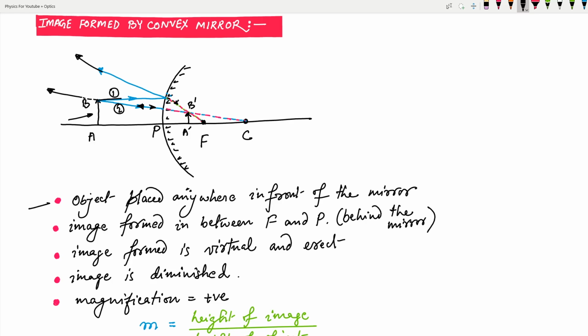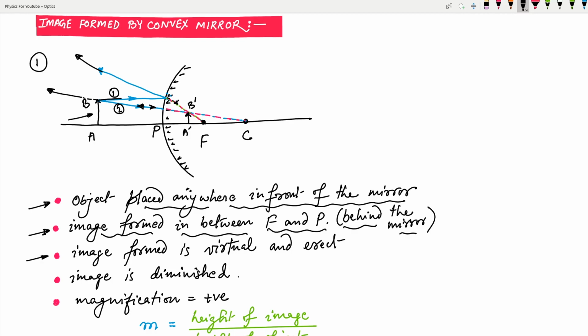So let's see. The first step is done, that is, the object is placed anywhere in front of the mirror. See, in the concave mirror we got 6 cases, but for convex mirror it is very simple. We will get only 1 case. So the object is placed anywhere in front of the mirror, doesn't matter, it will behave in the same way. Second point, image formed in between focus and pole behind the mirror. Very important. So we'll see that the image will be formed always between the focus and the pole, and it will be always behind the mirror.